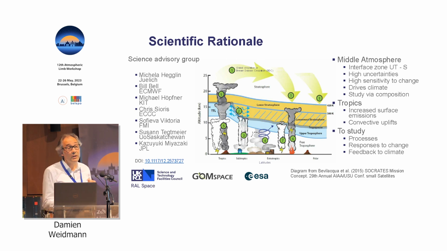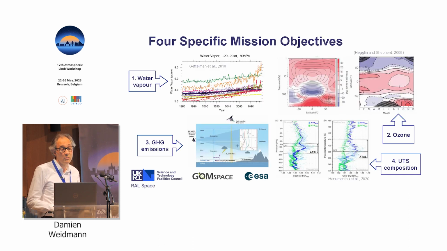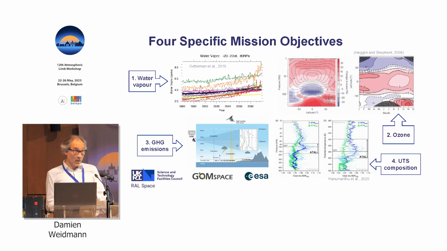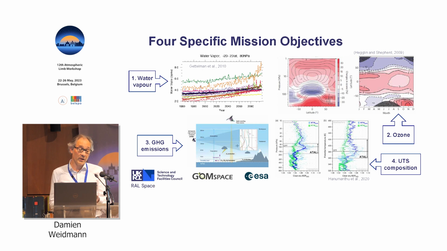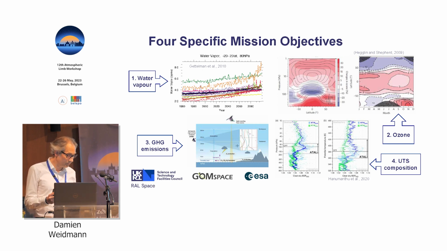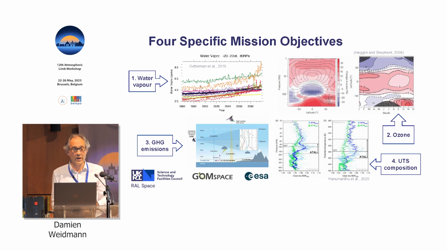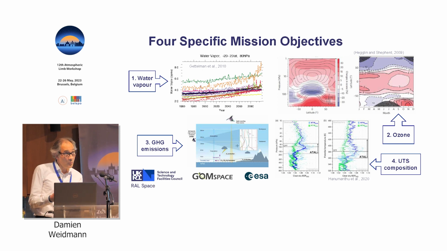With the scientific advisory group of the mission, which is listed on the slide, we looked at describing some specific mission objectives around that, which I will go through very quickly. The first one is about looking at water vapor. Currently, in terms of modeling, for lower stratosphere water vapor there is no consistency, so there's still a problem there. The idea is to provide more quantitative information about water vapor in this region to help improve models and validate them. The second objective is about ozone.